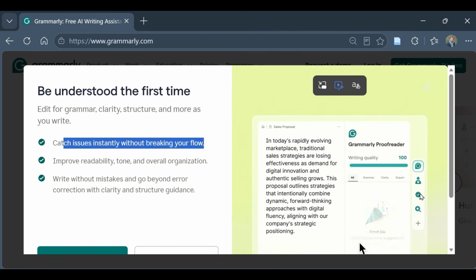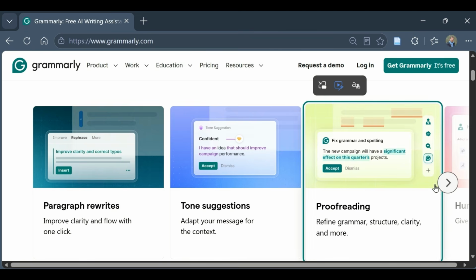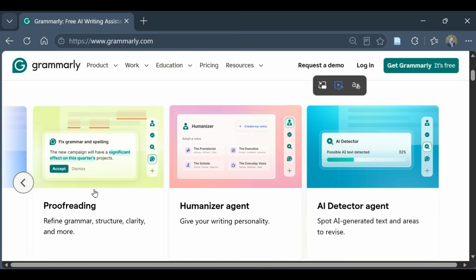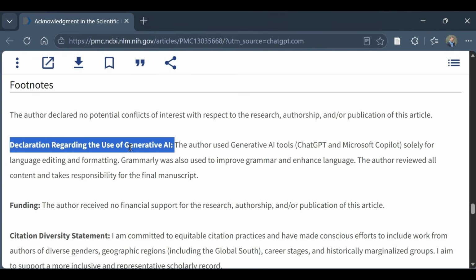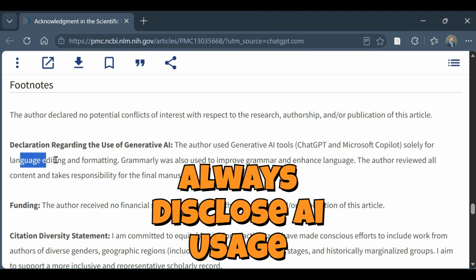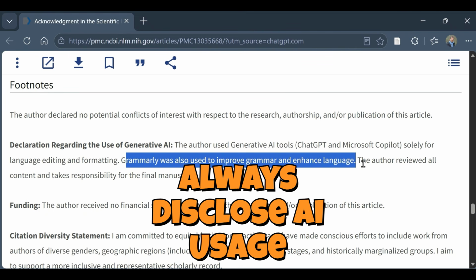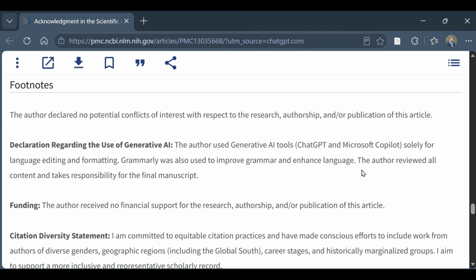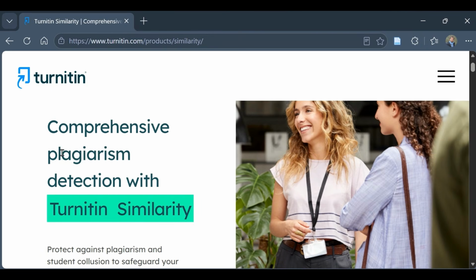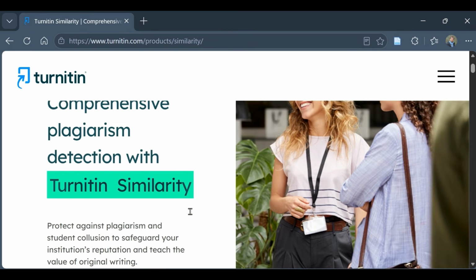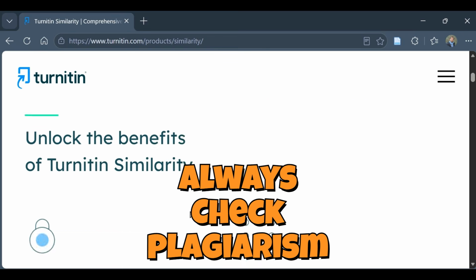For this, you can simply use writing assistants like Grammarly to polish your language while keeping your ideas intact. If you use AI tools during your research or writing process, make sure to disclose their use wherever required by your university, journal, or publisher. Finally, before submitting your manuscript or thesis, it is always a good idea to check it using a reliable plagiarism detection tool such as Turnitin.